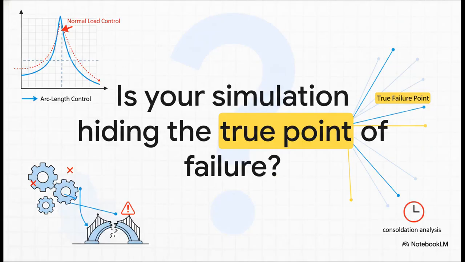So here's a question I think every engineer needs to ask themselves. Have you ever had a simulation just stop cold? It fails to converge, and you're just sitting there scratching your head wondering, did I actually hit the failure limit or is something else going on? Or, and this is the scary part, what if your simulation looks fine, it seems totally stable, but it's actually hiding the real point of failure, a point that's much, much lower than you think?